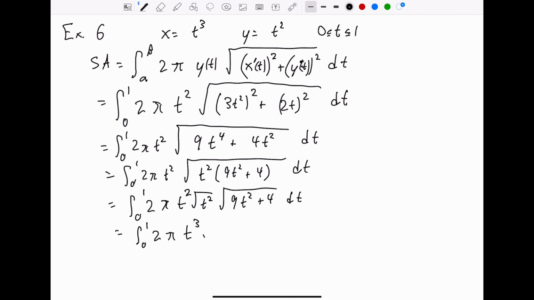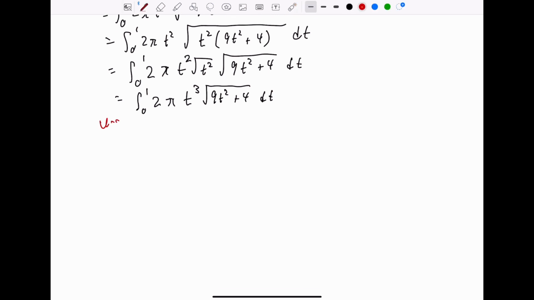So t cubed times the square root of 9t squared plus 4 dt. This is rather unpleasant. It doesn't look particularly nice, and it might be difficult to see what integration technique to use here. We'll go ahead and try u substitution. We'll choose u to be the inner function, and this is going to require back substitution, but eventually we'll be able to get to the answer.